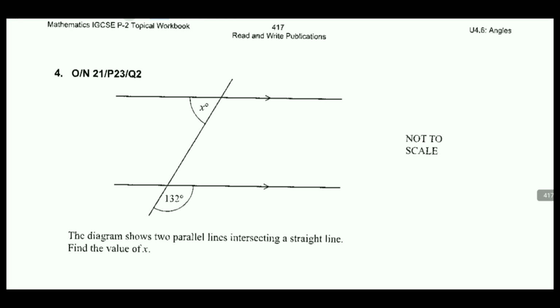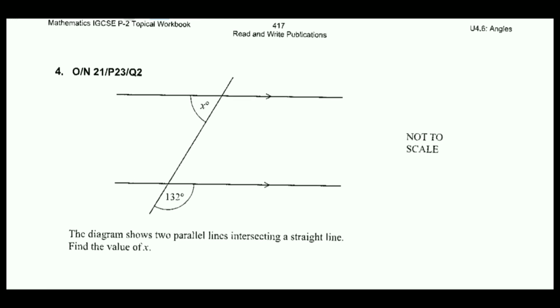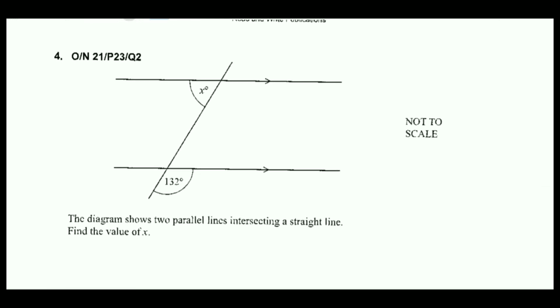Okay, so let's do question number 4. The diagram shows two parallel lines intersecting a straight line. Find the value of x. So as we know, we can see here an F. This one is F. So if this is 132, this will also be 132.